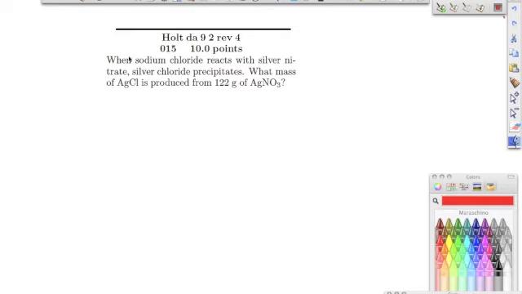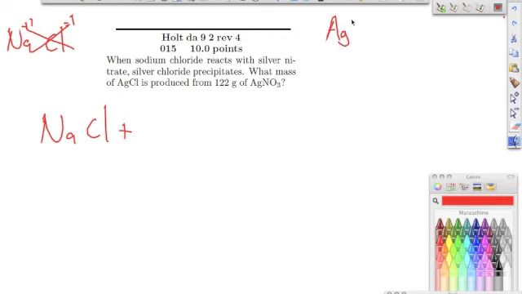So we have sodium chloride. Anytime we write an ionic compound, we've got to crisscross. Sodium's +1, chlorine's -1. We crisscross and we get NaCl. Plus, it gives us our silver nitrate, where silver is Ag. It has a +1 charge always. Nitrate's a polyatomic, NO3, -1. We crisscross and we get AgNO3.